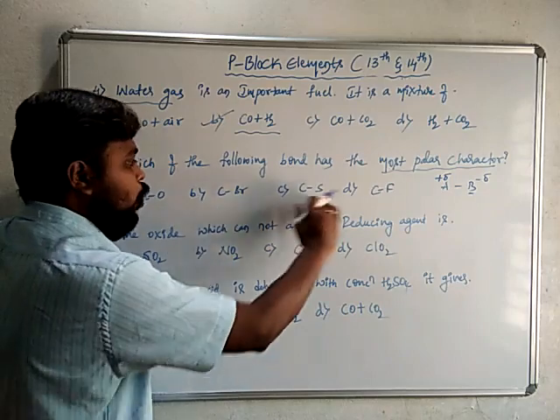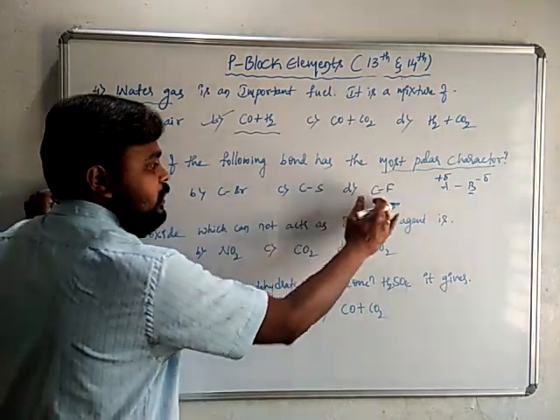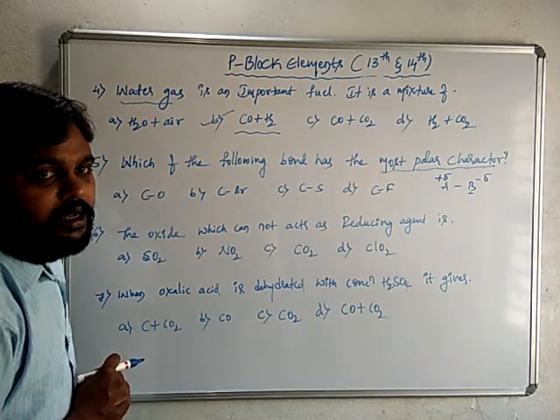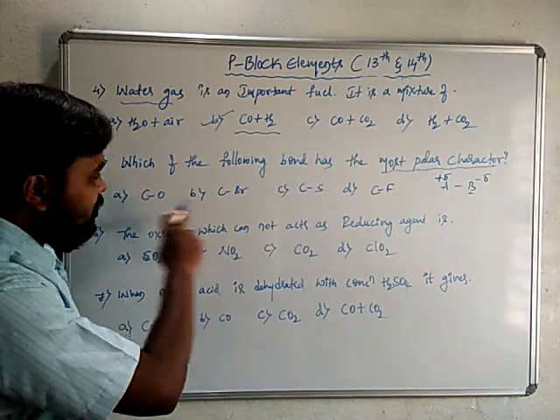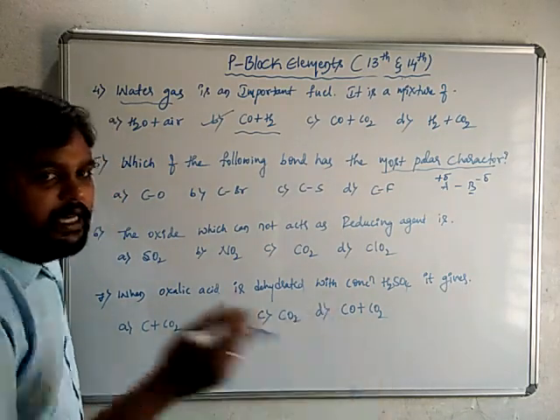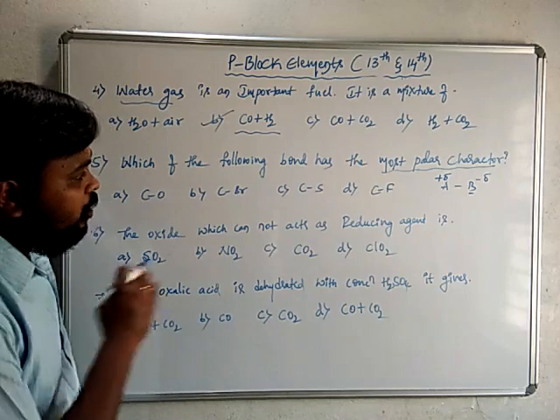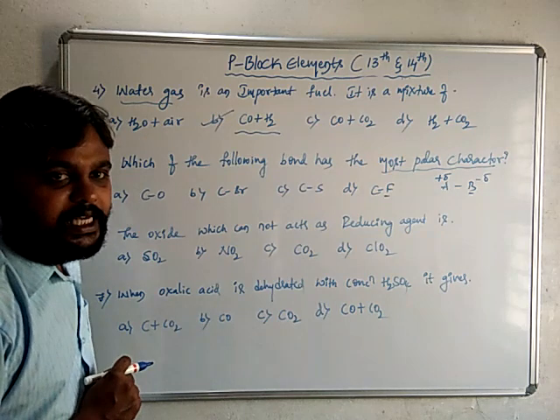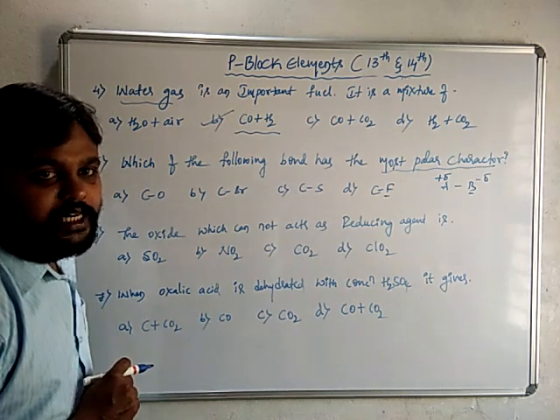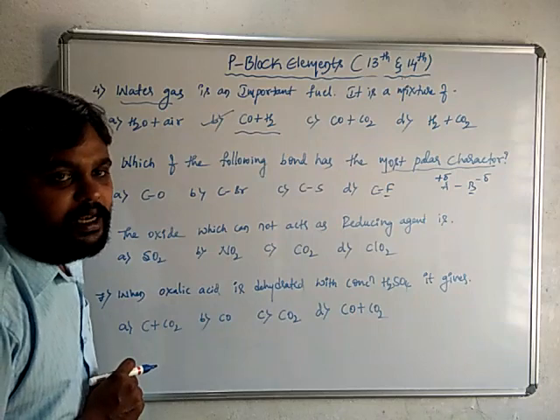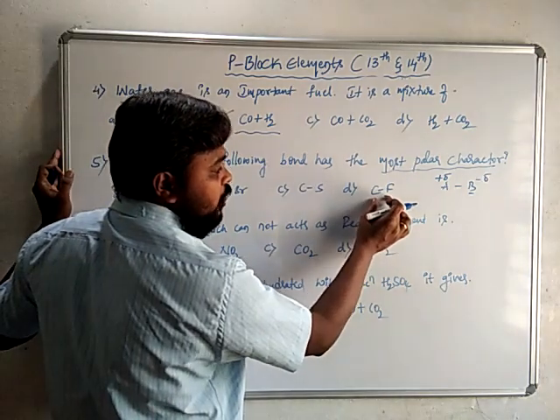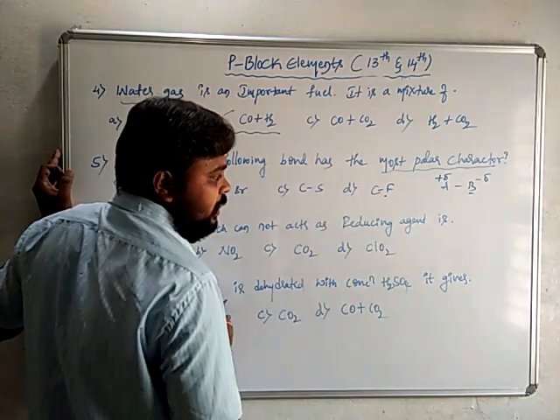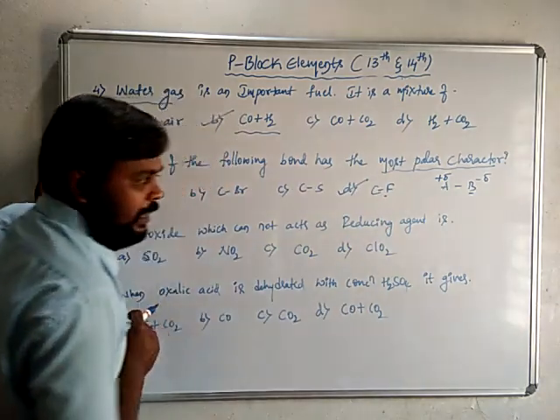So here in the given bonds, C-O, C-Br, C-S, C-F, which one is more polar in nature? That is the question here. That depends upon the highly electronegative atom. Here carbon is common in all, but the other element bonded with carbon differs. Here we have fluorine, which has the highest electronegativity in the periodic table, that is 4.0 according to Pauling's scale. Hence, because of the large electronegativity difference between carbon and fluorine, this bond is more polar in nature. Hence option D is the right answer.